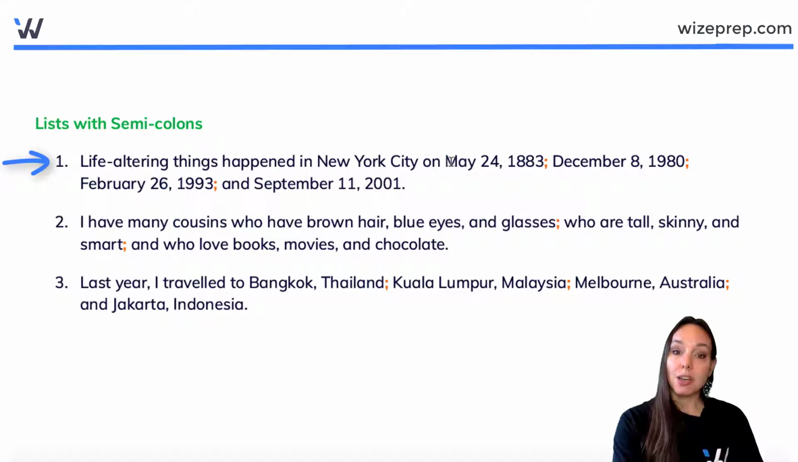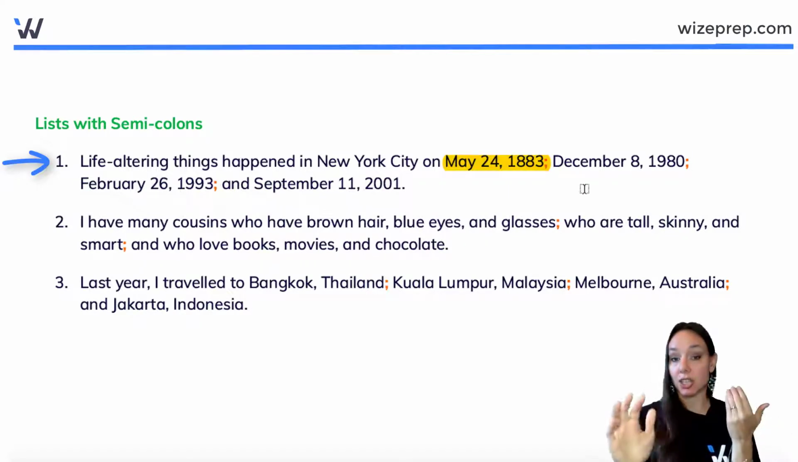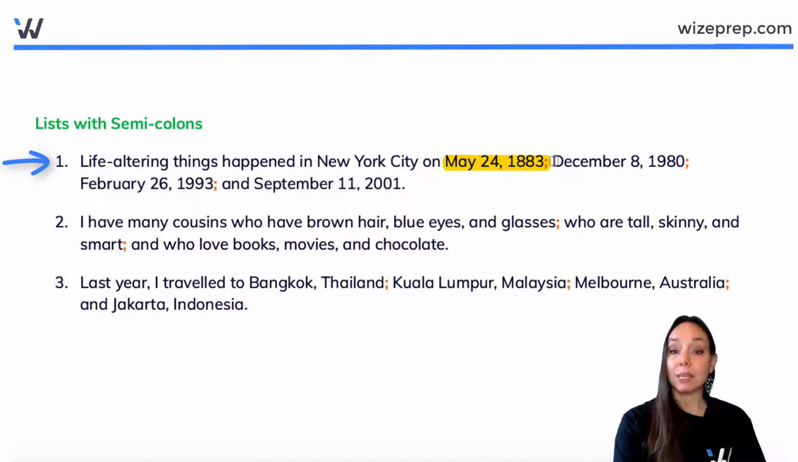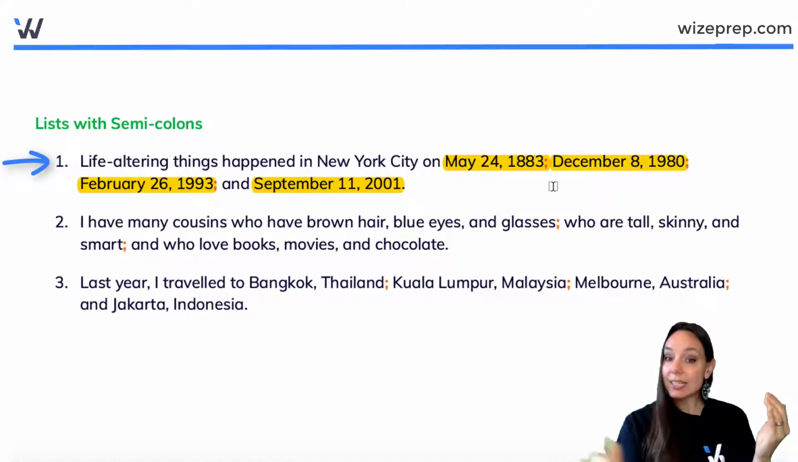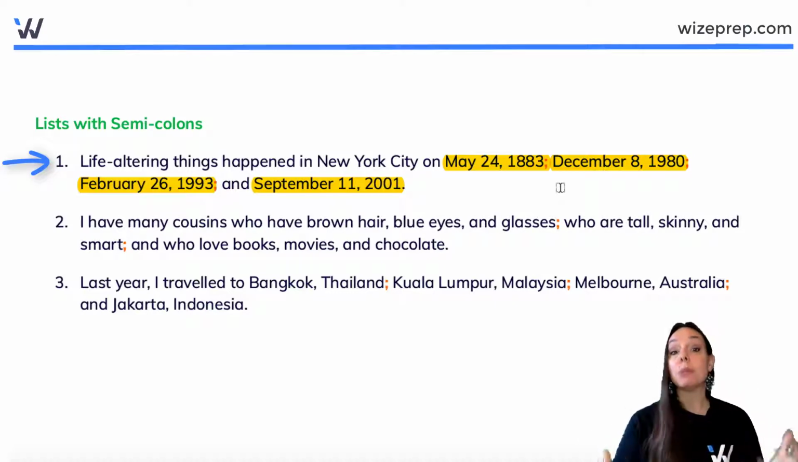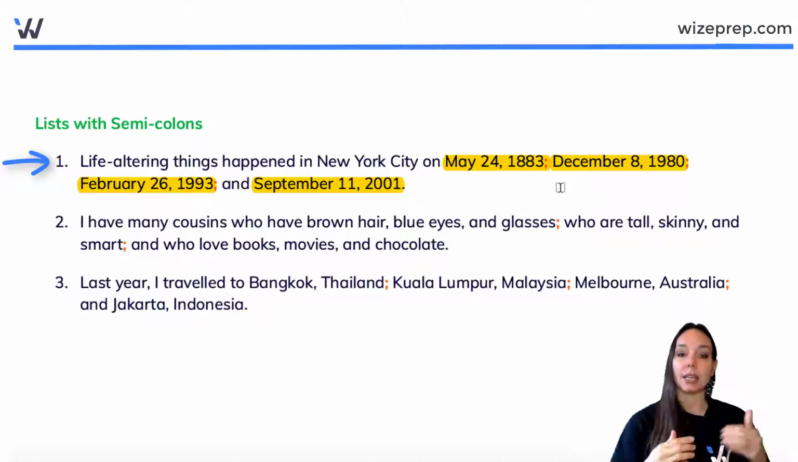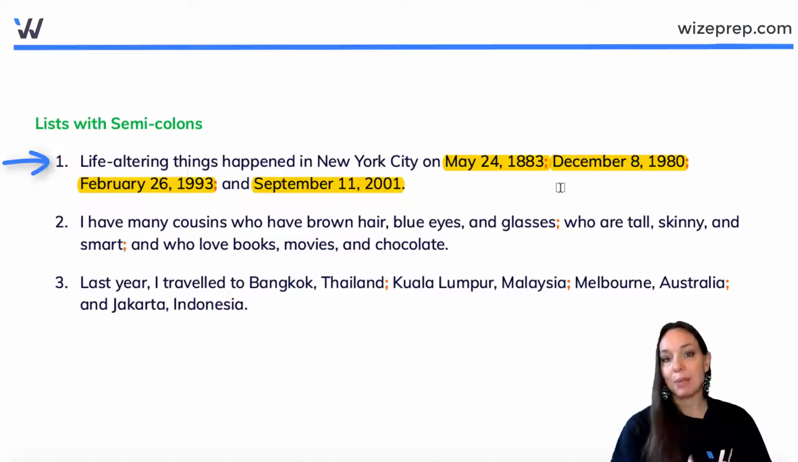What's important for us to note here is that the date convention has month, day, comma, year. And so because each of these elements in the list have this month, day, comma, year, month, day, comma, year, month, day, comma, year, if we separated the list with commas instead of semicolons, it would be confusing. We'd have too many commas in there and we wouldn't be able to tell what was the thing in the list being listed. Therefore, semicolons are used to separate the items in the list.